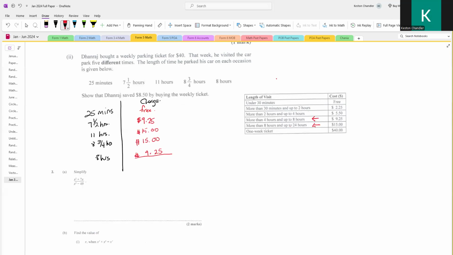Let's check that up. So we have 9.25 plus 15 plus another 15 plus 9.25. That's a total of 48.50.